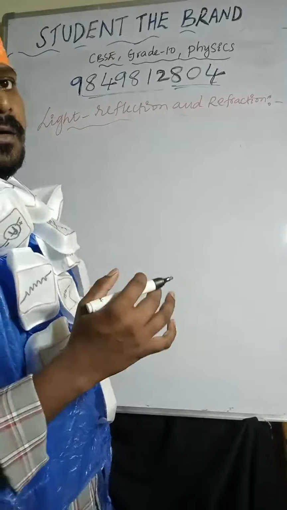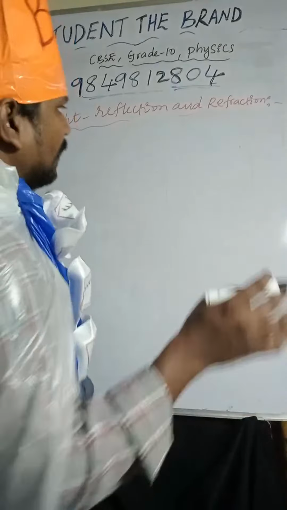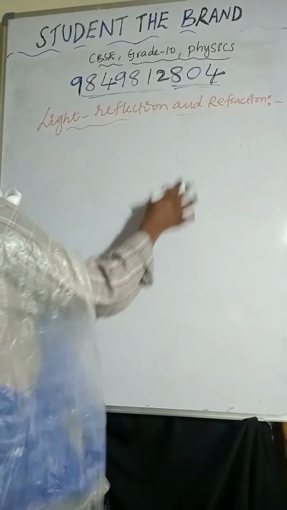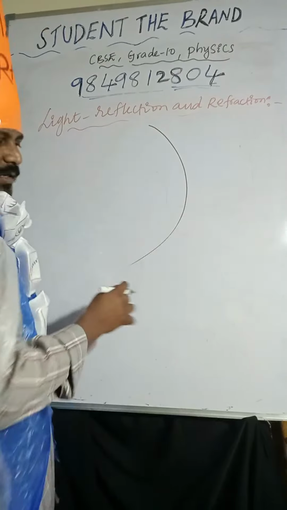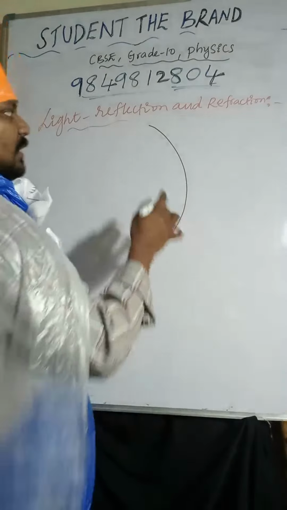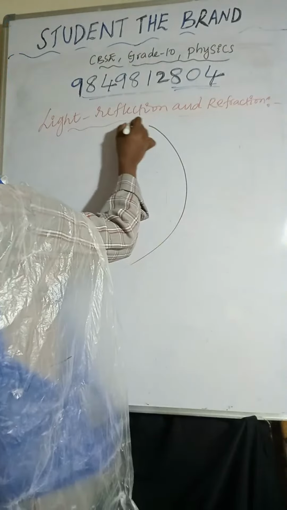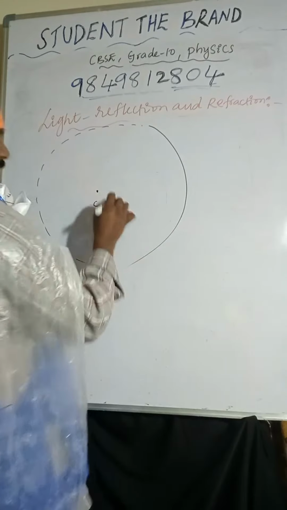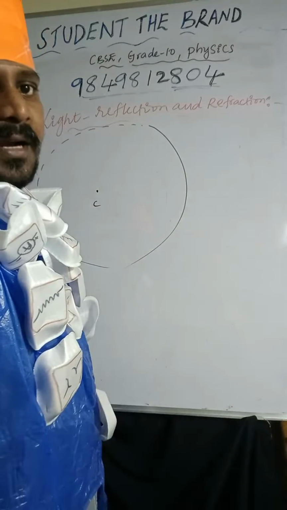Okay. Now, concave mirror. We will discuss the terms related to concave mirror. It is a part of a sphere. The center of the imaginary sphere of which the mirror is a part.